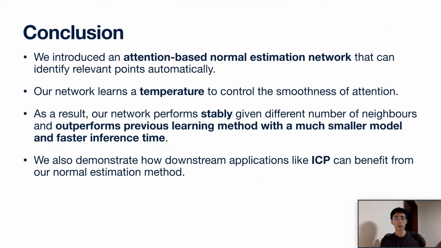In summary, we introduce an attention-based normal estimation network that can identify relevant points automatically. Our network learns a temperature to control the smoothness of attention. As a result, our network performs stably given different numbers of neighbors and outperforms previous learning methods with a much smaller model and faster inference time. We also demonstrate how downstream applications like ICP can benefit from our model.